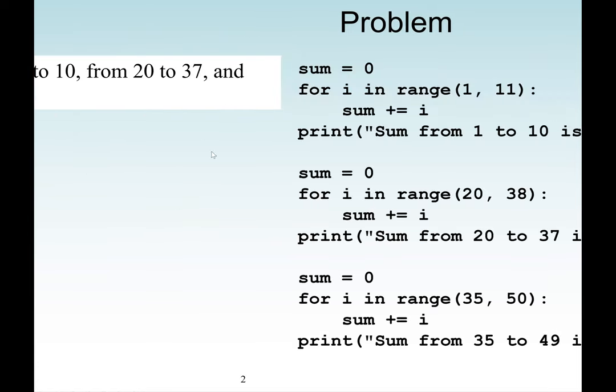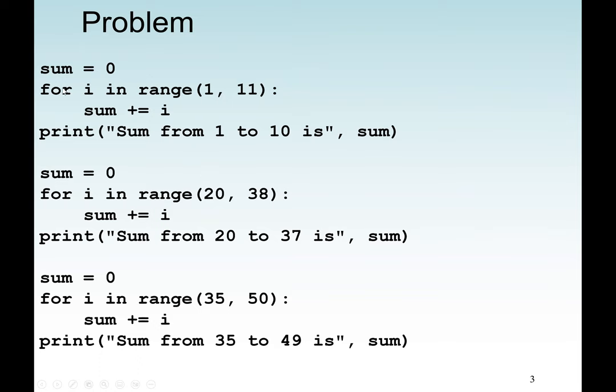Now, without user-defined functions, it means we have to write a separate code for each. So first, we write our code using the for loop to find the sum of numbers from 1 to 10, and we print it. Next, we use the same for loop code again, but this time we are finding the sum of numbers from 20 to 37. Then we have to repeat the same code again to find the sum of numbers from 35 to 49.